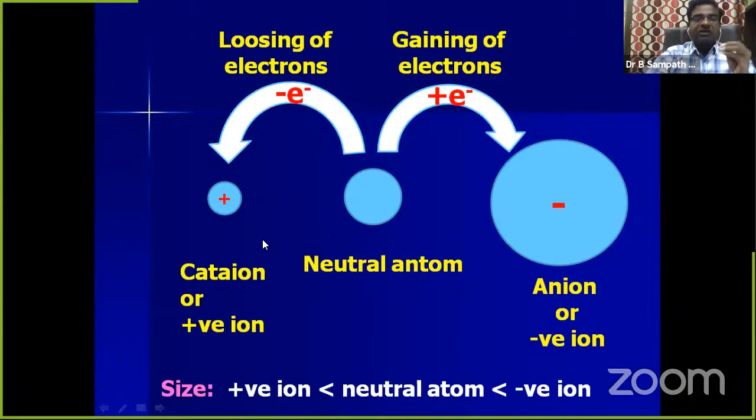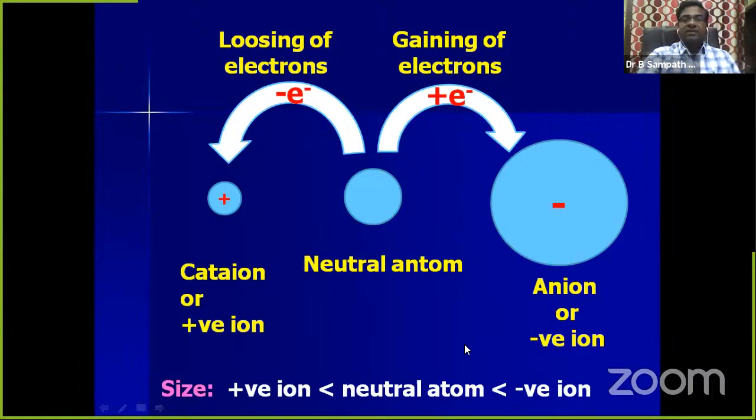So here just observe the radius of this cation, this neutral atom and this anion. I have already given it in size. Here the cation is smaller in size compared to the neutral atom, which is also small when compared to the negative ion or anion. So this is the order of radius. Here the positive ion is less in size compared to the neutral atom, which is less in size compared to the negative ion. This is very important, children.